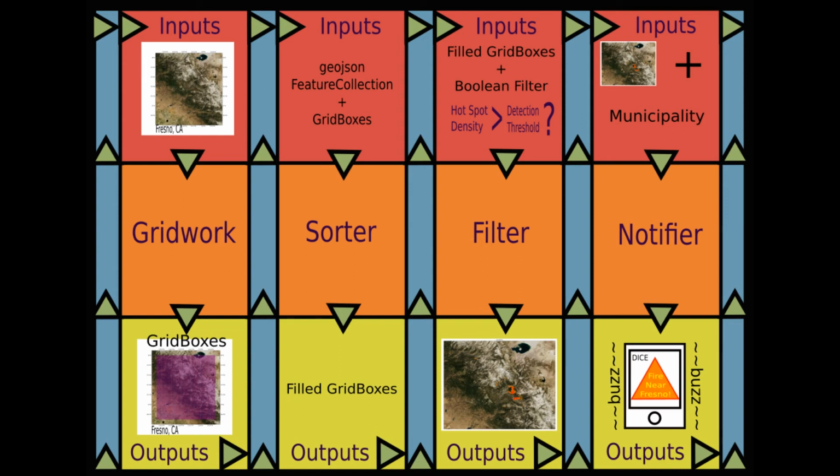The third is Filter. Filter selects grid boxes according to some Boolean test. Filter then merges contiguous grid boxes into a single object, such as a fire event. The fourth is Notifier. It is a simple test and alert system. The test is, do these geographic shapes overlap? Here, if a fire intersects with a given municipality, an alert is sent.